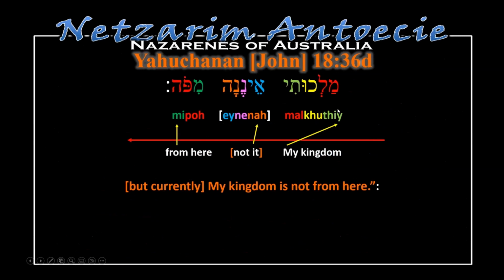And we got part D. We have mem lamed kaf vav tav yod, lef yod nun hey mem pei hey. And it is malkuti, meaning my kingdom. Enena, not it, me po, meaning from here. But currently, that's how I translate it, my kingdom is not from here. Now or currently, right?